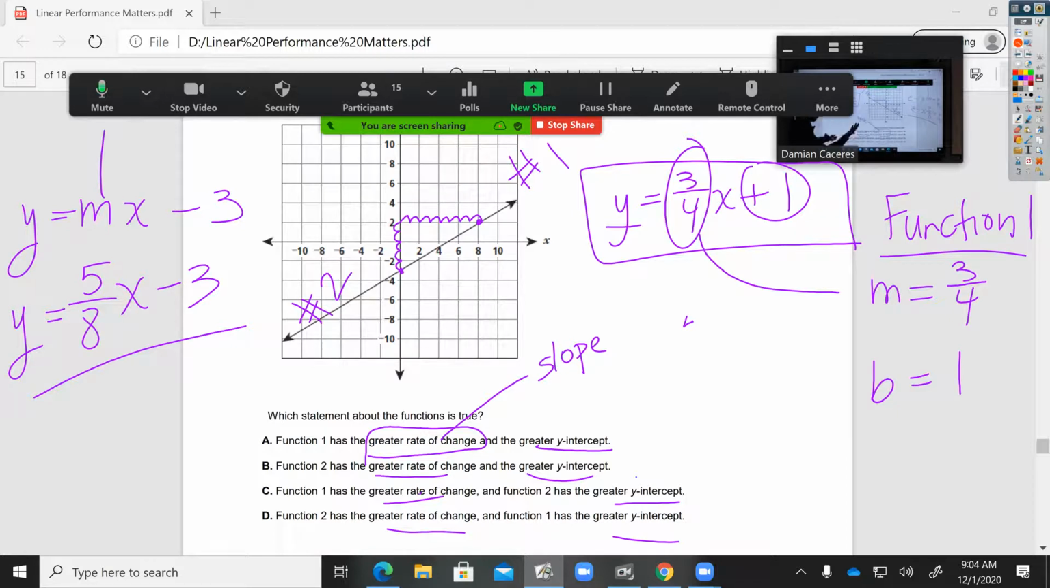We can compare the slopes and the y-intercepts. So in this case, function 2 is the graph. So here it says function 1 has a greater slope. Let's see if that's correct. 3 over 4. Is that greater than 5 over 8?